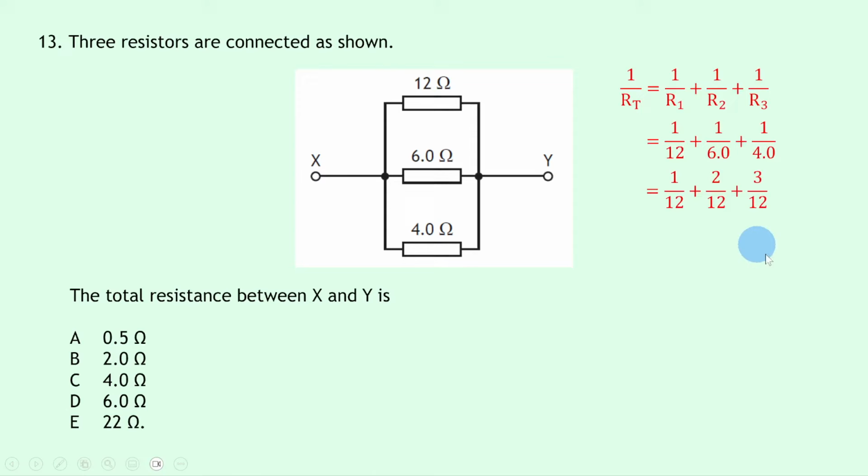And then we can simplify that into one fraction. So we have 6 divided by 12. But remember that's 1 over RT and we want RT. So here we need to flip both fractions round. So we get RT over 1, which is essentially just RT, is equal to 12 over 6. And that therefore gives us 2.0 ohms, which is the answer B here.